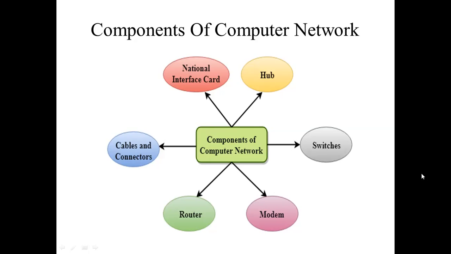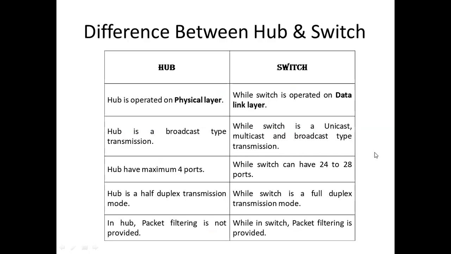So now what is a switch? A switch is also a device that connects other devices together, just like a hub. So what is the difference between a hub and a switch? Let's see the difference. The first and foremost difference is the layer in which the hub and switch operate. The hub operates in the physical layer, whereas the data link layer is where the switch operates.